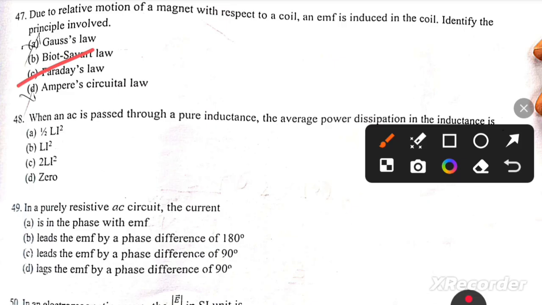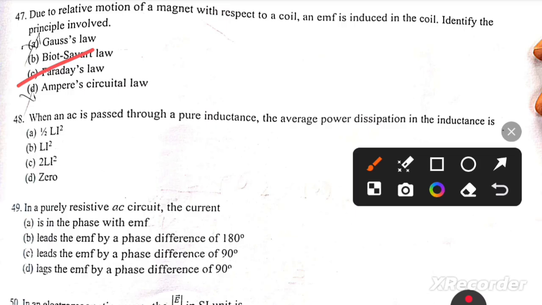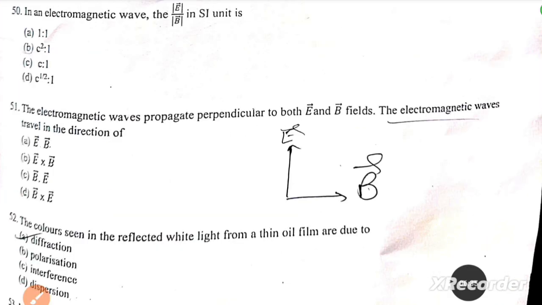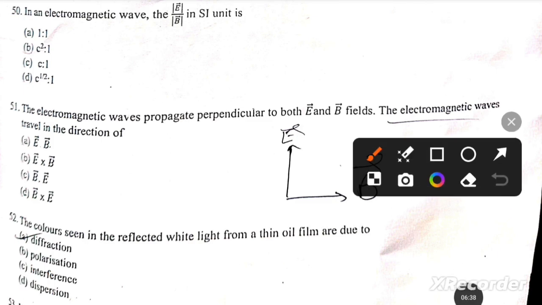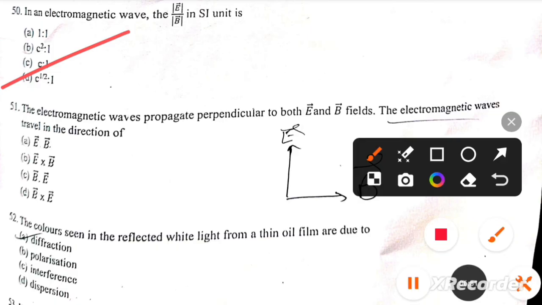Faraday's law. When an AC is passed through a pure inductance, the average power dissipation in that inductance is 0. In a purely resistive circuit, the current is in phase with EMF. In an electromagnetic wave, the ratio of electric field to magnetic field in SI unit is C:1. The electromagnetic waves propagate through both E and B, electric and magnetic fields. The electromagnetic waves travel in the direction of E cross B.